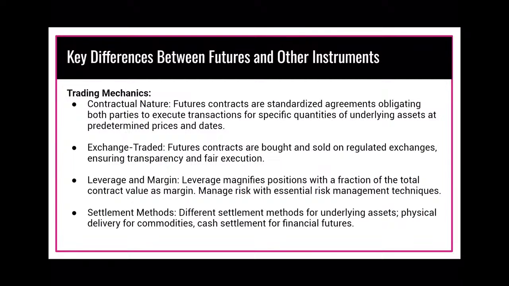Settlement methods. Futures contracts have different settlement methods depending on the underlying asset. Physical commodities, like agricultural products and oil, may result in actual delivery of the asset. In contrast, most financial futures, such as stock index futures, are settled in cash, where profits or losses are transferred between traders' accounts without any physical exchange.